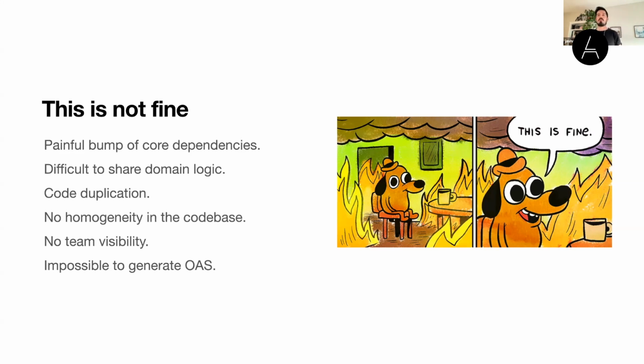The code base was not homogeneous, like at all, not in aesthetics, nor in practices. The tooling was different in each one. One was TypeScript, another one was JavaScript, another one had Flow. Didn't make much sense. There was no team visibility because no one is watching 40 repositories. So we were not sure what was going on in each of them. And it was literally impossible to generate something like an OpenAPI specification. You don't even have an entry point to begin with and analyze the whole thing.